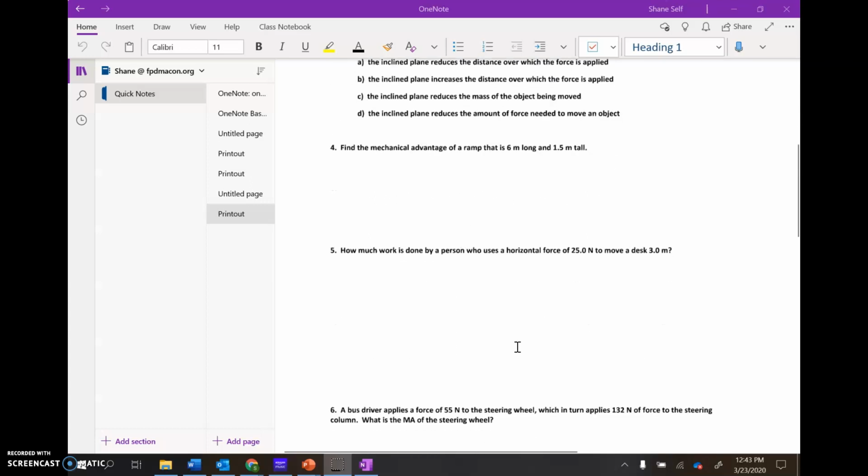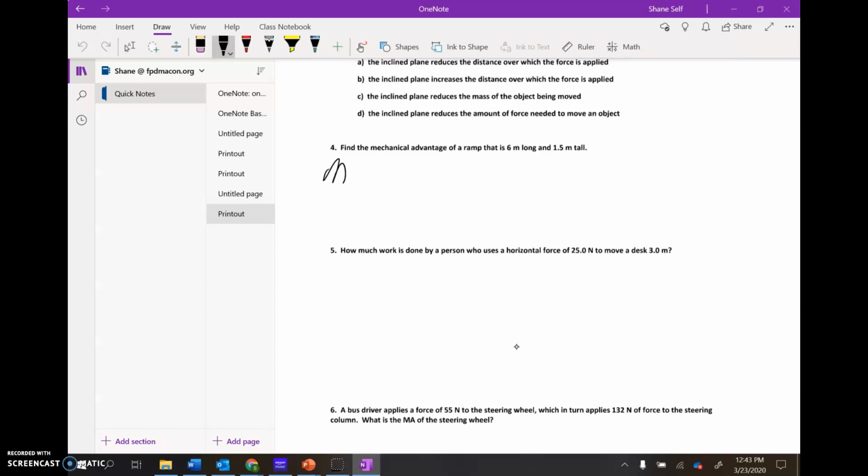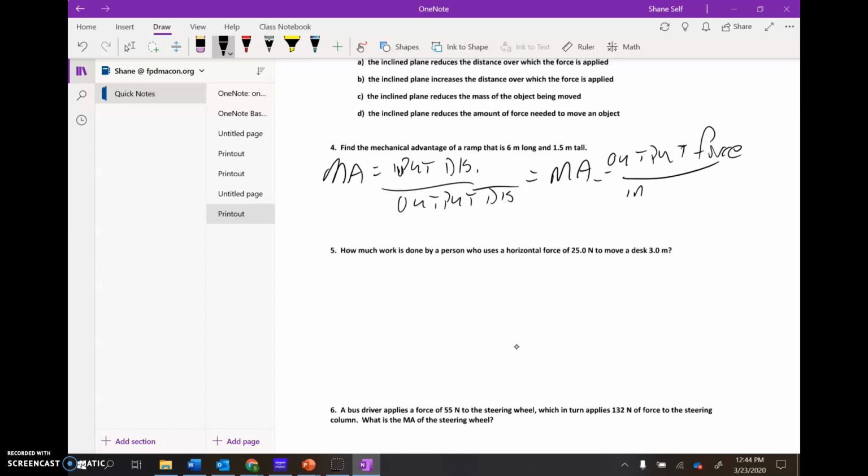So here we go. Number 4, find the mechanical advantage of a ramp that is 6 meters long and 1.5 meters tall. Well, we know that mechanical advantage is equal to input distance over output distance. But it is also output force over input force. So you can use either one of those two.